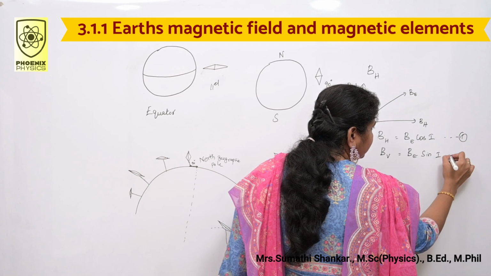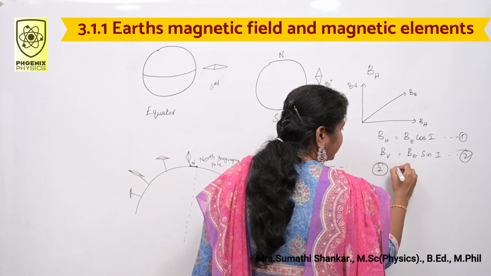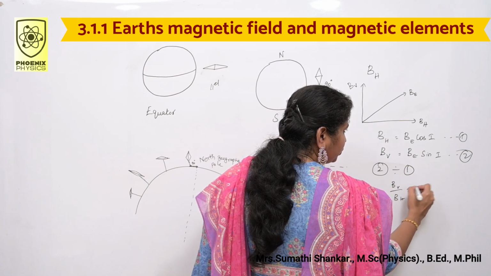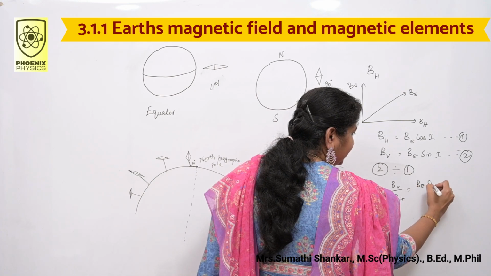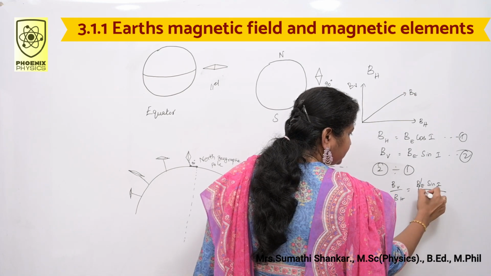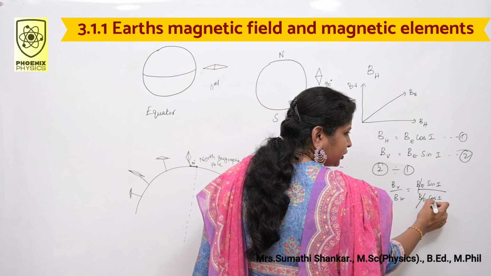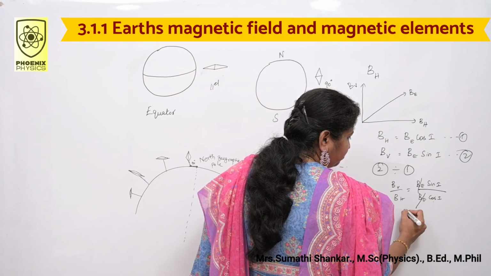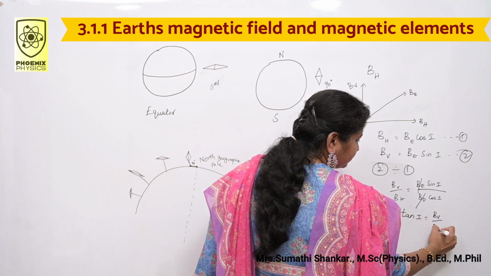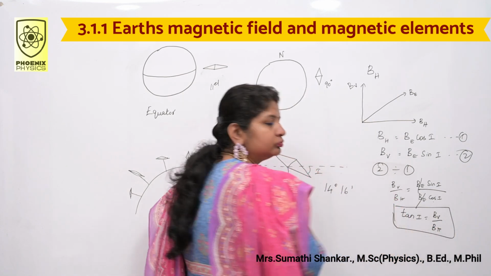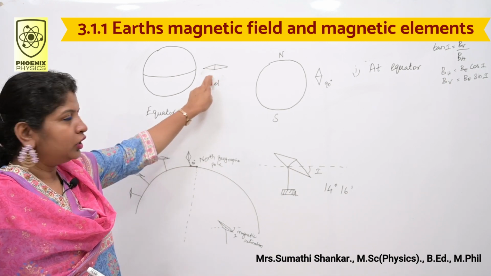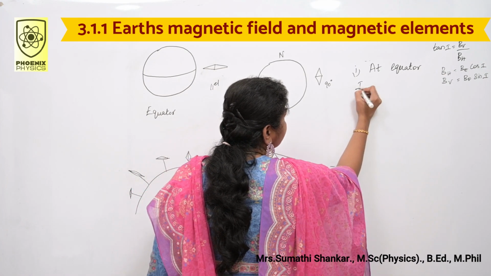This is my equation 1, 2. Equation 2 is divided by 1. So, BV by BH is equal to BE sin I divided by BE cos I. So, cancel this BE. Sin I by cos I is nothing but tan I. So, tan I is equal to BV by BH. At equator, magnetic compass needle comes parallel to the surface of the earth. So, here I value is 0.